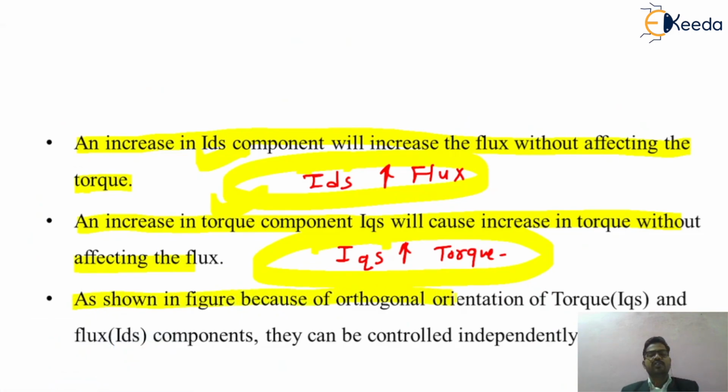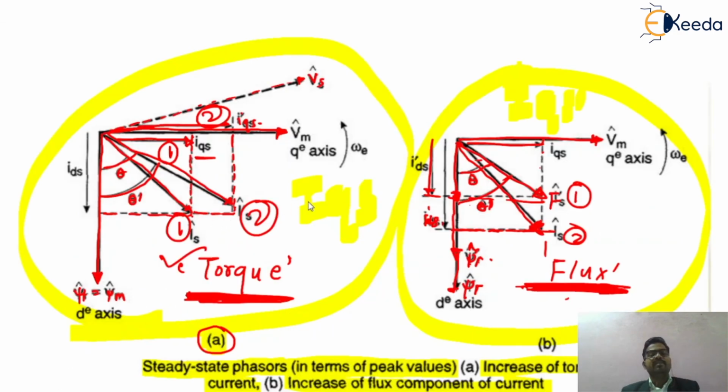As shown in the figure, because of the orthogonal orientation of torque and flux components, they can be controlled independently. Because in the previous case, these are rotating phases, or three-phase quantities, so each and every phase will be dependent on time. But in concern with the D and Q axis components, these terms are independent of time, so it is time invariant. This is called the orthogonal orientation, which is called the arbitrary point. Due to that, the components IDS and IQS are independent of each other, and can be controlled independently of each other.